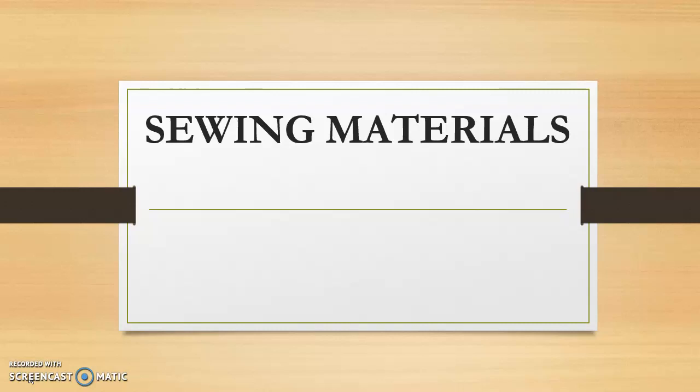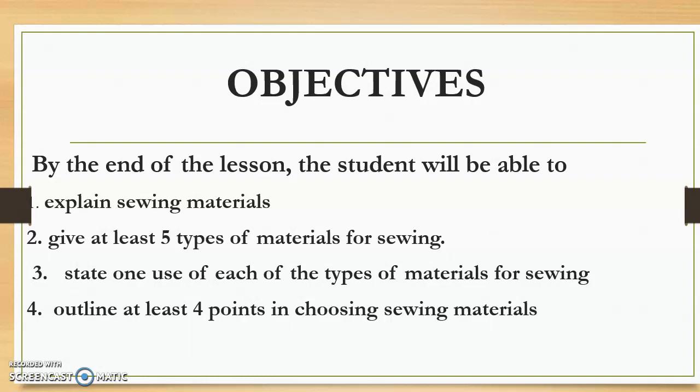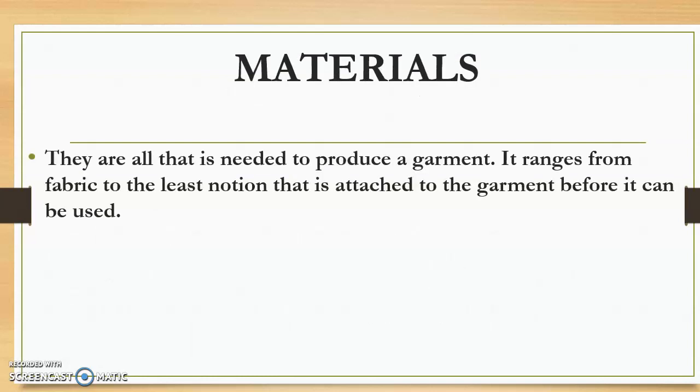Our topic for today is sewing materials. And then let's look at our objectives. Now, objectives. It says by the end of the lesson, you will be able to: 1. Explain sewing materials. 2. Give at least 5 types of materials for sewing. 3. State one use of each of the types of materials for sewing. And then 4. Outline at least 4 points in choosing sewing materials.